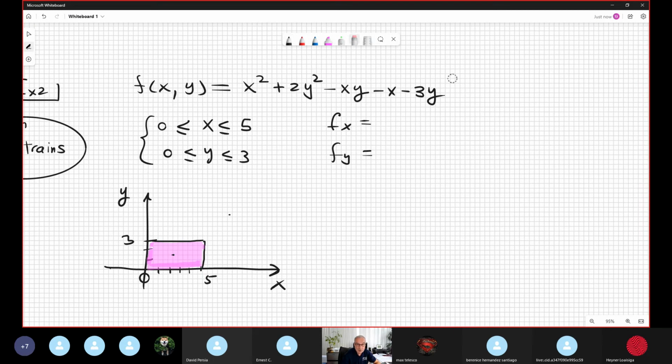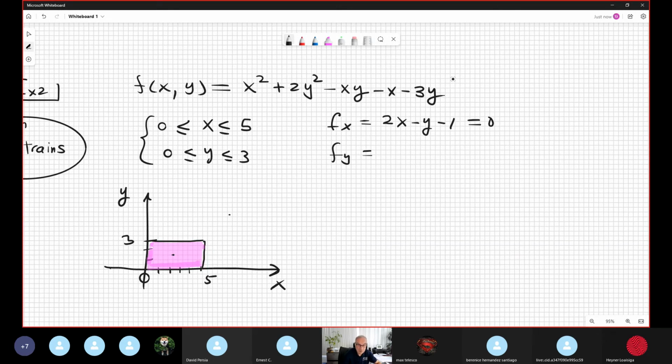Partial derivative is 2x minus y minus 1 equals 0. Okay, it's 2x, here is constant, this is y, and this is 1. Okay, and this is 0.